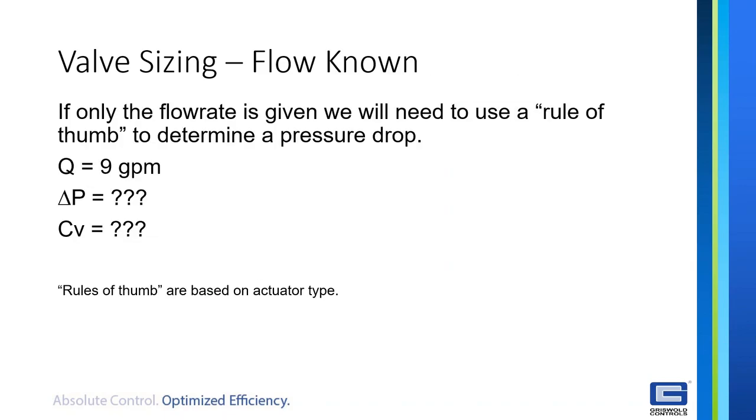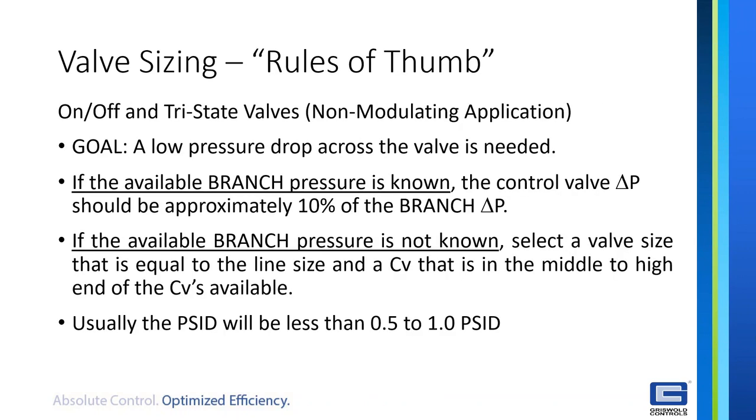So now, in this case, we're going to look at a situation where we don't know what the pressure drop is. And this is probably half of the time what you'll be seeing. You'll just get a flow rate. And so we have to use some rules of thumb to figure out what is our CV that is ideal for this situation. So first off, for rules of thumb, we have to look at the rule of thumb for different types of controls, whether it's modulating or on-off.